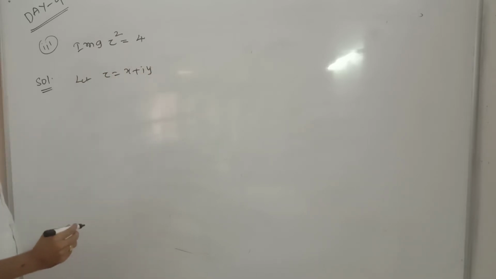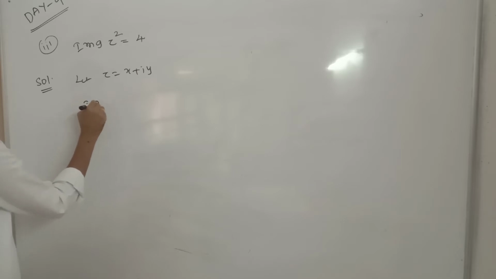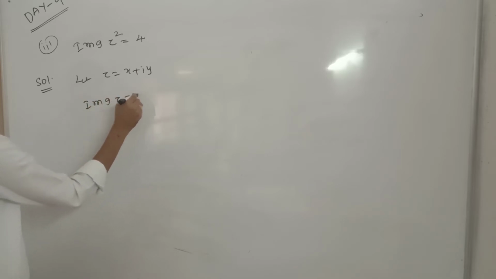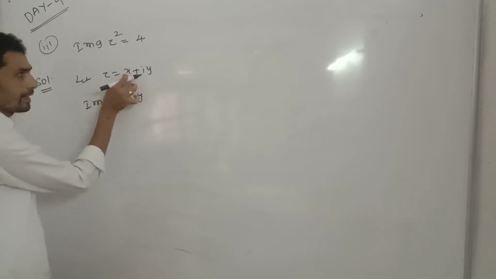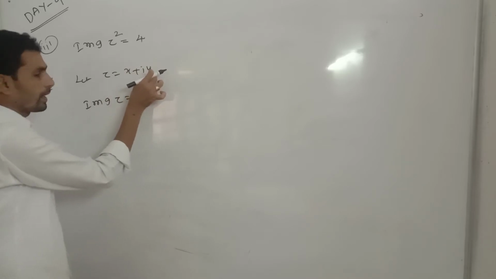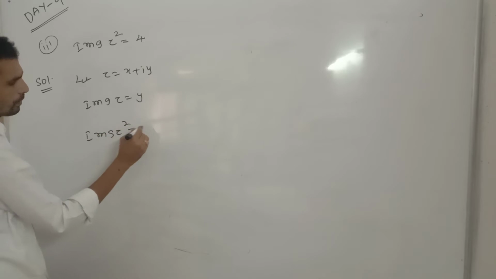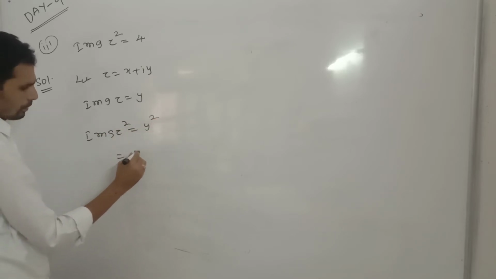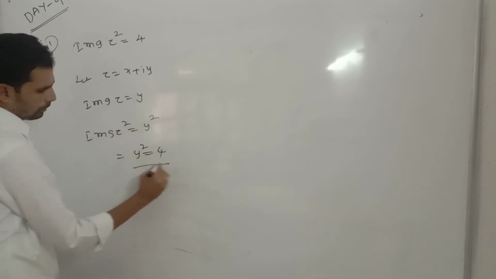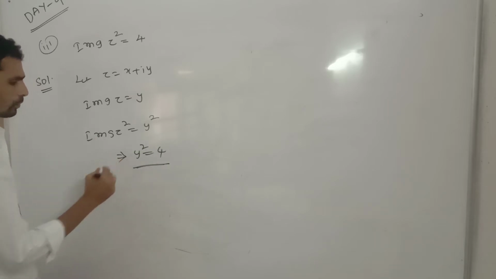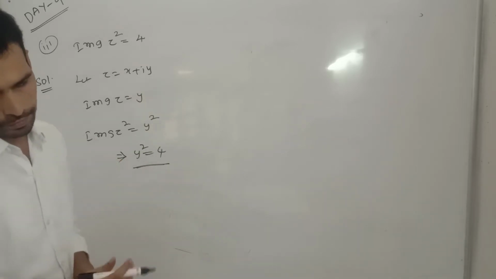What is the imaginary value? Imaginary of z is equal to only y. Real part is x, imaginary part is y. Imaginary of z square means y square. Answer is y square is equal to 4. The general solution is y square is equal to 4.